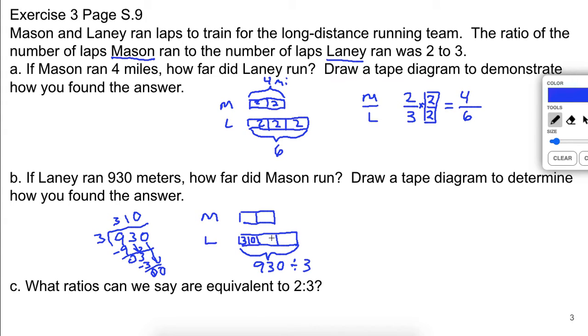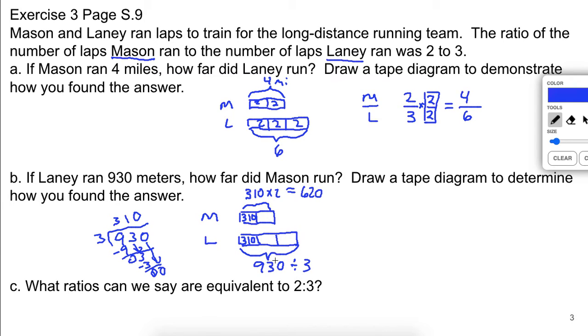We don't have to fill them in. If you want to, you can write in there. But since these are all the same size, that tells us this is 310. So since there's 2 of them, this size right here, Mason's, is equal to 310 times 2 because there's 2 of them, which would give us 620. So again, that's using a tape diagram to figure it out.